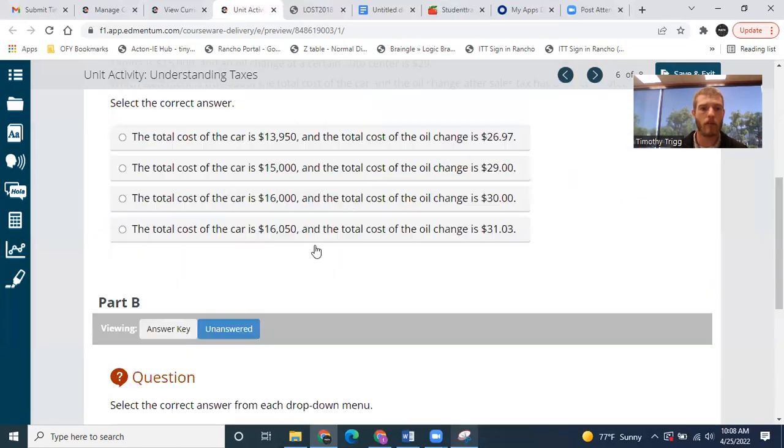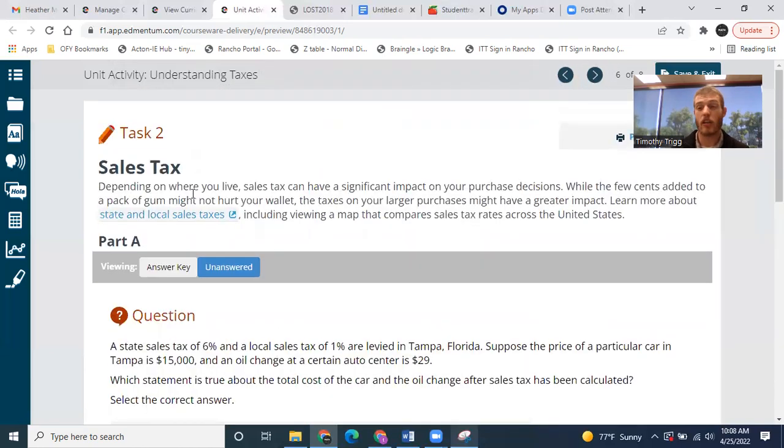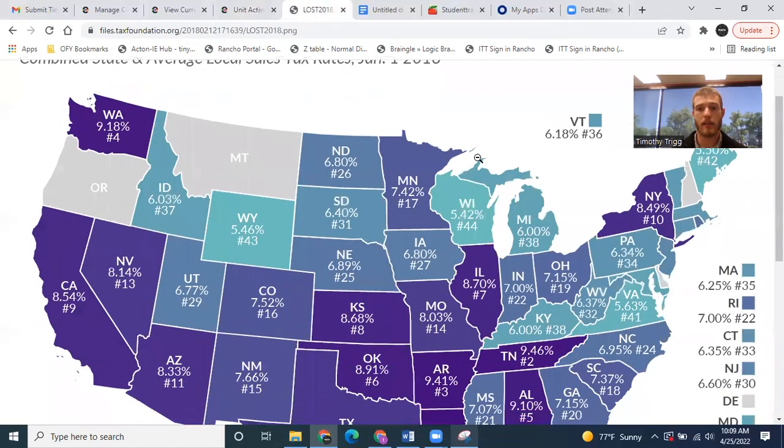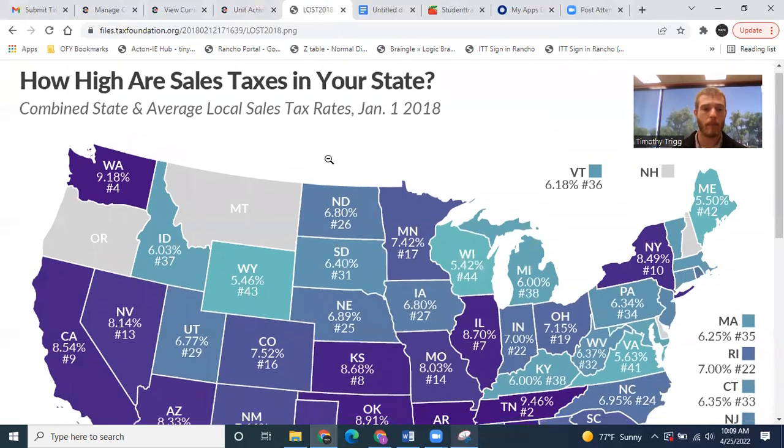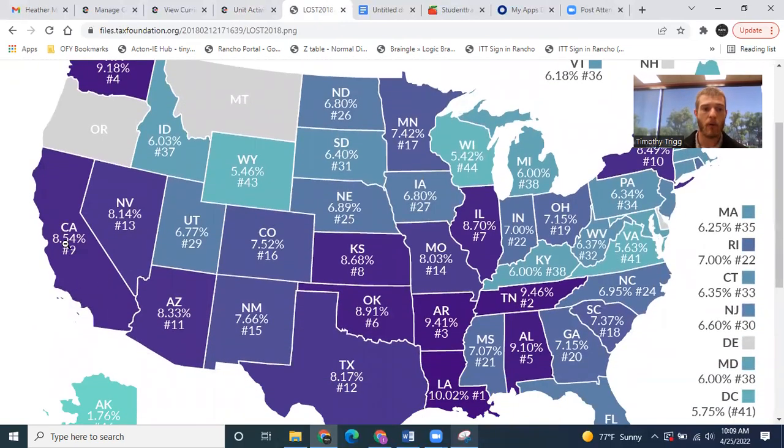And let's go ahead and do this. So this talks about sales tax. Depending on where you live, sales tax can have a significant impact on your purchase decisions. While the few cents added to a pack of gum might not hurt your wallet, the taxes on larger purchases might have a greater impact. Learn more about state and local sales tax, including viewing a map that compares sales tax rates across the United States. So if you click on this link, you're going to be taken right here. This basically gives you the sales tax rate for various states across the US. Okay, so you can see California, 8.54%, which is the 9th highest.